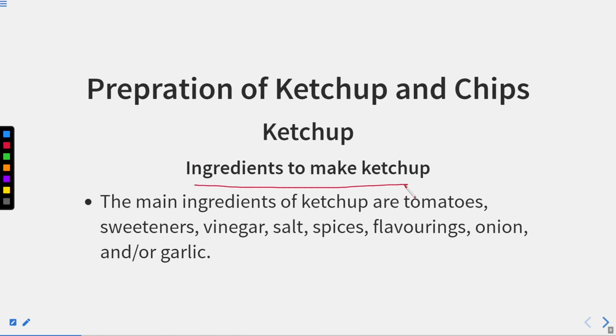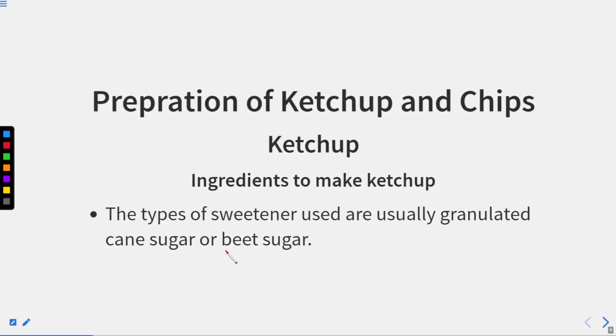Ingredients to make ketchup. The main ingredients of ketchup are tomatoes, sweeteners, vinegar, salt, spices, flavorings, onion, and garlic. So onion and garlic are optional. There are some tomato ketchups that are devoid of any onion and garlic. They do not use onion and garlic, right? But there are some ketchups that contain onion and garlic also to enhance the taste.